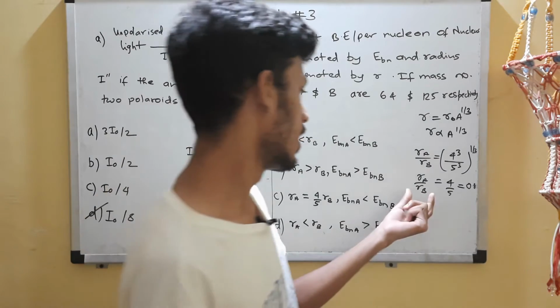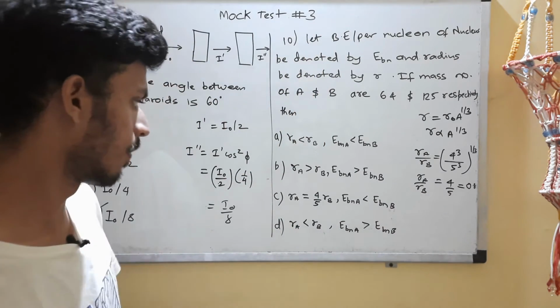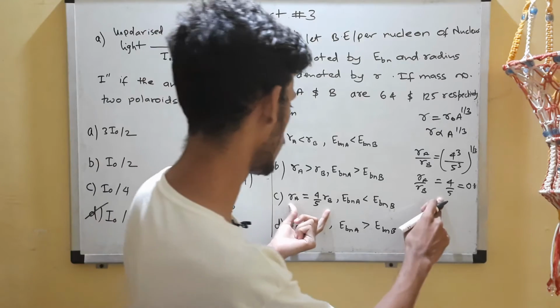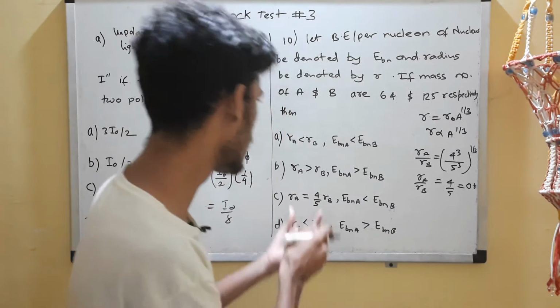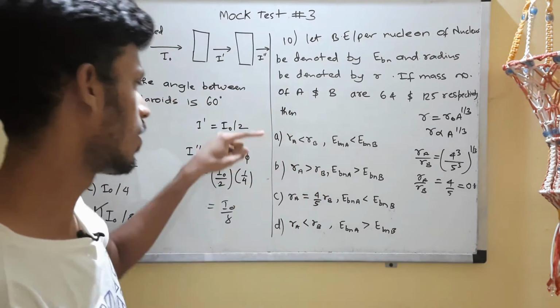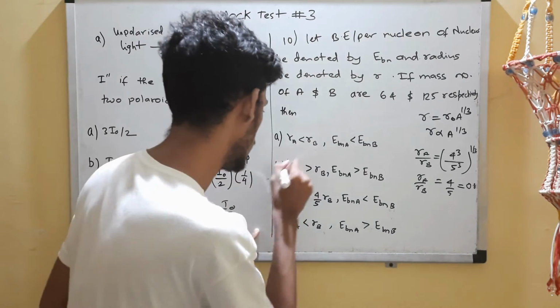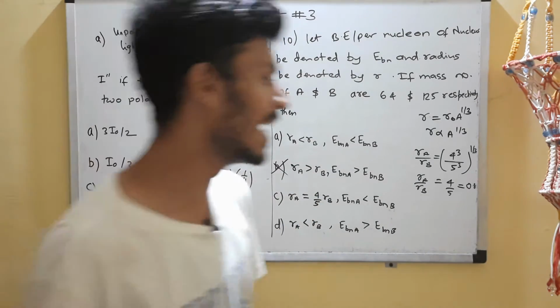Okay, so yes, RB is greater than RA, or this one is true. Yes, this is also true. Or RB is bigger than RA. So option A, C, or D. Option B is incorrect. Now let's come to binding energy.